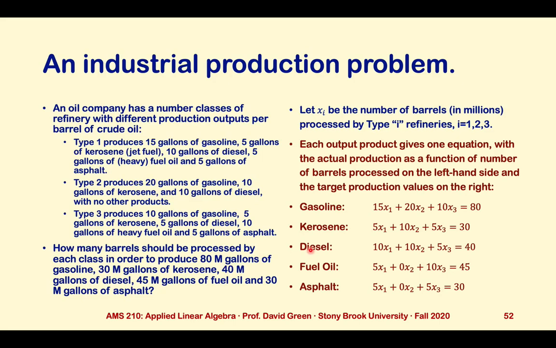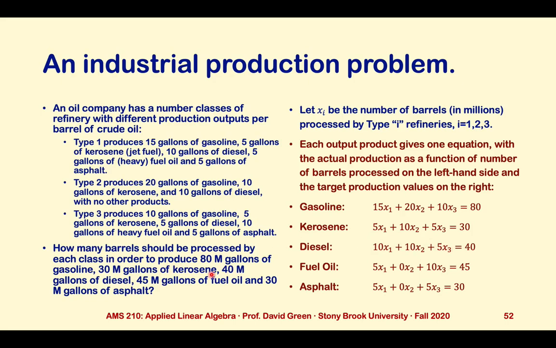For diesel, we have, for type 1, 10 gallons per barrel. For type 2, 10 gallons per barrel. And for type 3, 5 gallons per barrel. 10x1 plus 10x2 plus 5x3.